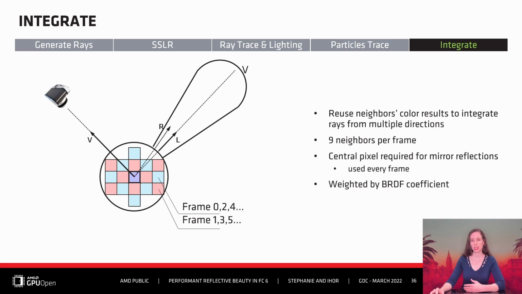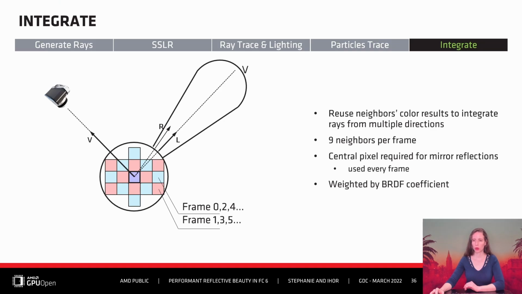This last pass is integration. Here we take the results from neighboring pixels and weight them by the BRDF coefficient. For performance reasons, this integration is split across 2 frames. On screen, you can see our pattern for collecting data from neighboring pixels as decided per frame. We process the rays from 9 neighbors per frame. We weight the central pixel, so it's always included since it's required for the ideal mirror reflections. After integration, we use temporal accumulation so that in total, we use data from 17 neighbors.